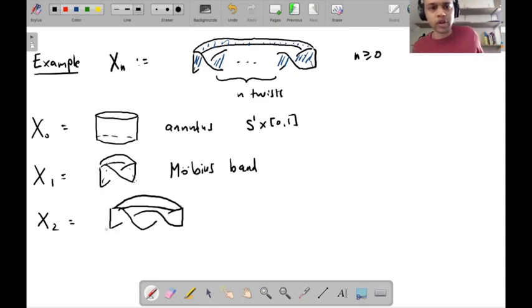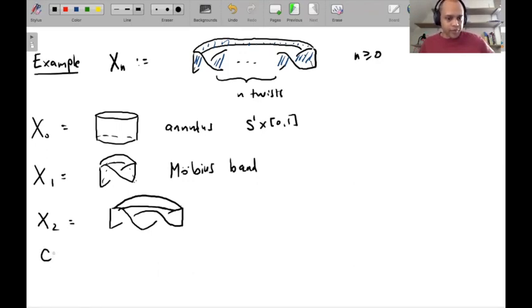Okay, so we're talking about topological equivalence. So you can ask, which of these are topologically equivalent? And so I claim that, in fact, X0 and X2 are really the same space. So topological equivalence is our way of saying that two objects are really the same, although they might look different in some way. They're really the same topological space.